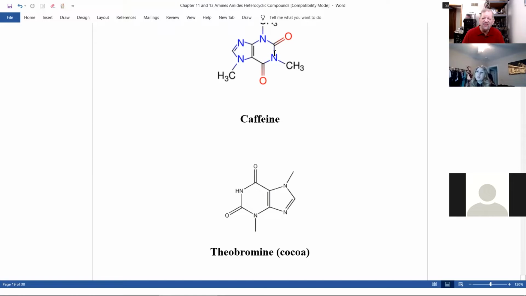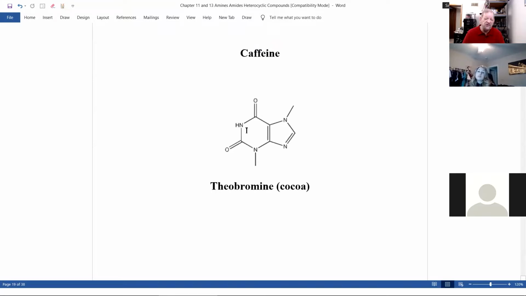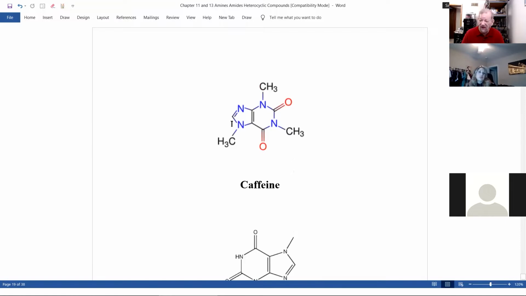But anyways, if you look on the nitrogen between the two carbonyls in caffeine, it has a methyl group. Theobromine, which is the active ingredient in chocolate, cocoa, doesn't have a methyl group on that nitrogen, it has a hydrogen. Now, how many of you have ever heard people say, I'm a chocoholic?